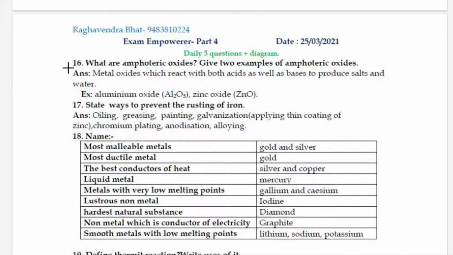Next question, what are amphoteric oxides? Give two examples of amphoteric oxides. Metal oxides which react with both acids as well as bases to produce salts and water are called amphoteric oxides. Examples, aluminum oxide, zinc oxide. Question number 17. State ways to prevent the rusting of iron. Oiling, greasing, painting, galvanization means applying thin coating of zinc, chromium plating, anodization, alloying. These are some of the ways to prevent the rusting of iron.